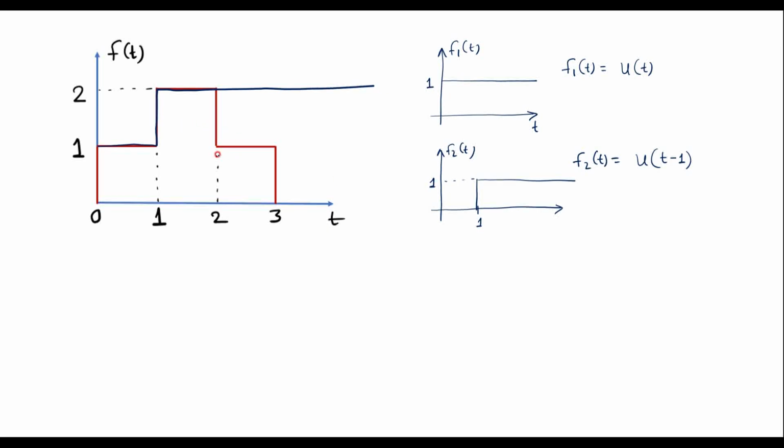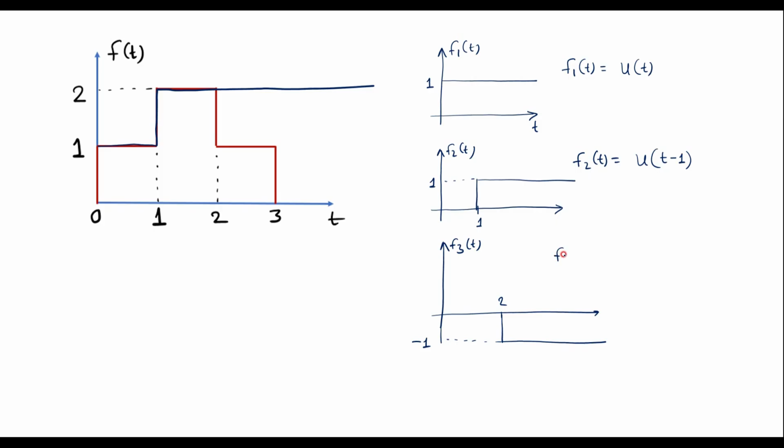But further here we can observe that at t equal to 2, again the magnitude of this step signal will become 1. So to bring this signal to 1, we need to subtract 1 from this signal. It means we have to add one negative step signal at t equal to 2. Let that be my f3 of t. That is a negative step signal at t equal to 2. At t equal to 2, we should add one negative step signal of magnitude minus 1.